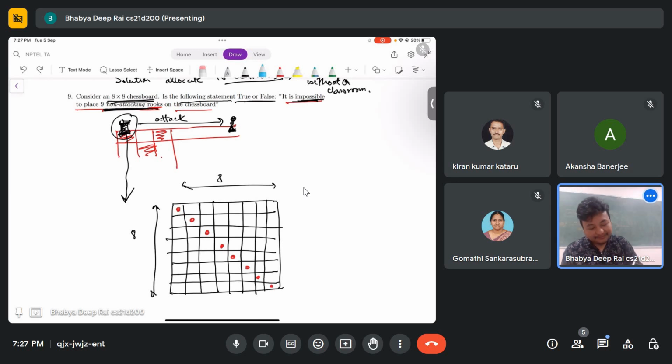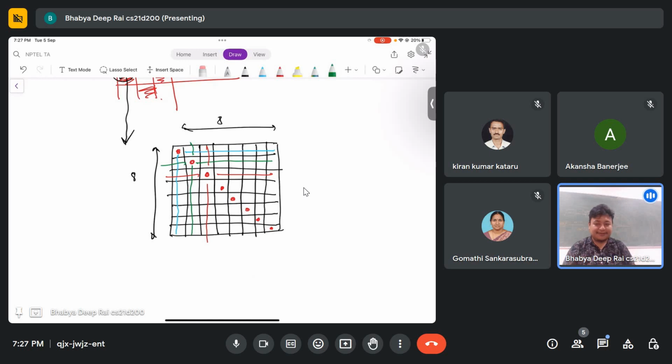So Akanksha is saying that this I can consider as the first pigeonhole, and this I can consider as the second pigeonhole, and this I can consider as the third pigeonhole, and so on, right? Or maybe you mean this also and this also, right? And yeah, that is correct.